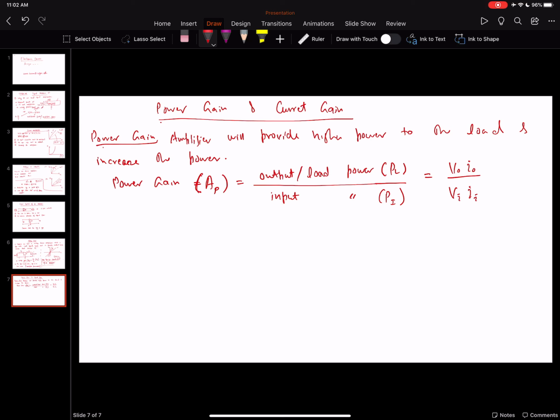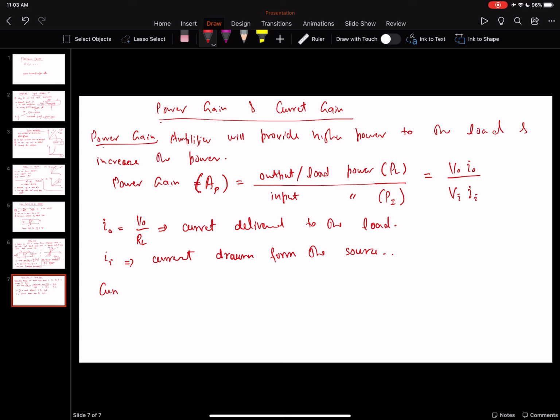All right. And we can also write I naught. So what is I naught here? I naught equals V naught over RL, or it is the current which is delivered to the load. And what was II? II was the current which is drawn from the source. So considering this, we can also write down the equation for the current gain, right?